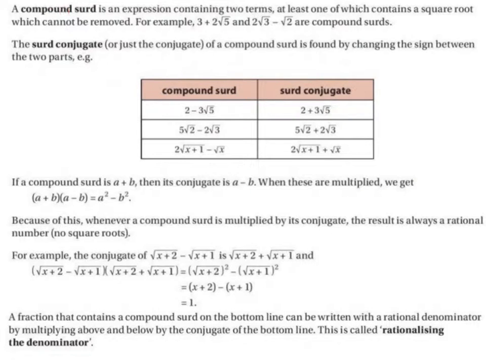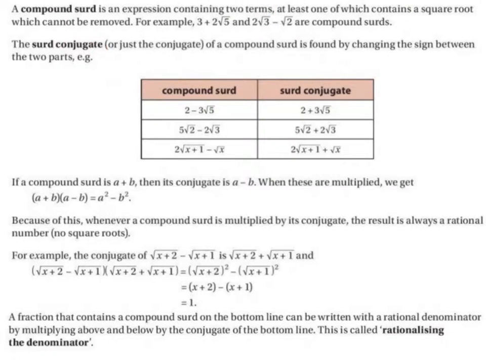A compound surd is an expression containing two terms, at least one of which contains a square root which cannot be removed. So for example, 3 plus 2 root 5 and 2 root 3 minus root 2 are both compound surds, containing two terms.